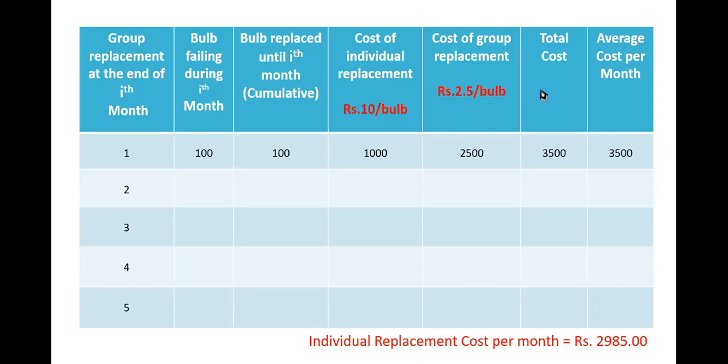Then the next column is the total cost. Total cost is the summation of the individual plus group replacement. So that is what the meaning of total cost. And the last is average cost per month. So for first month the total cost would be divided by 1. For the second month it must be divided by 2. Likewise we have to fill the table. So first we prepare the table. I'll wait for a minute, then we will proceed to enter the data in the table. So just prepare the format of the table. We will be filling the data soon.